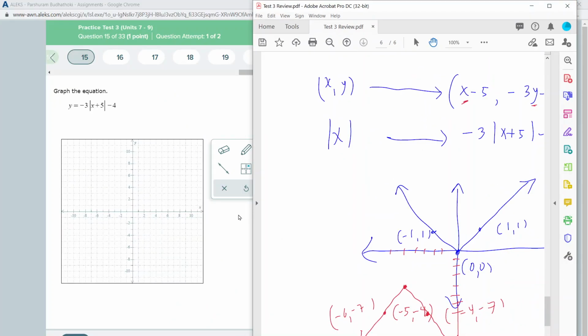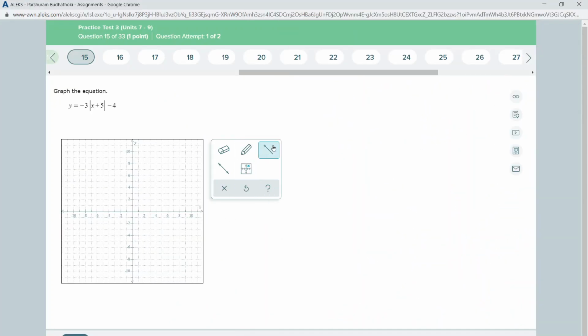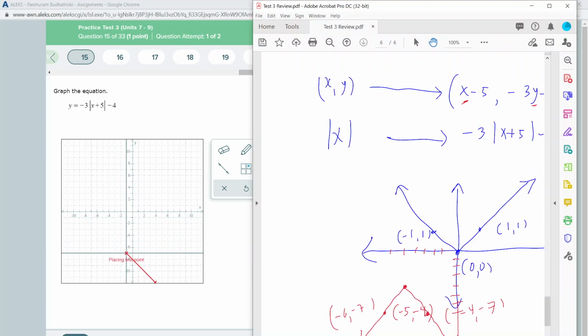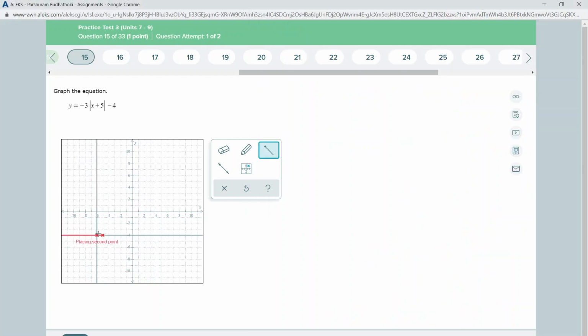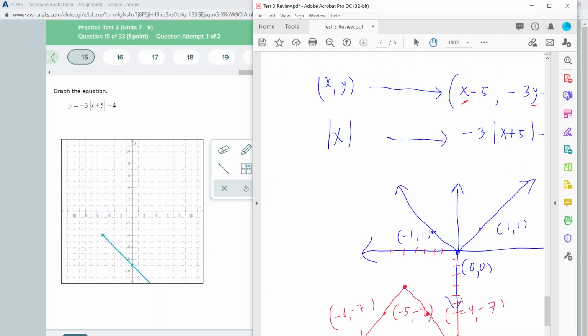So negative 5, okay, where is that, here you go, negative 5. So let's go back here, negative 5, negative 4. Is that right? That's negative 5, negative 4. And another point is negative 4, negative 7.